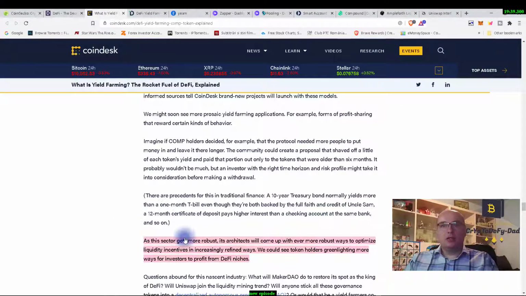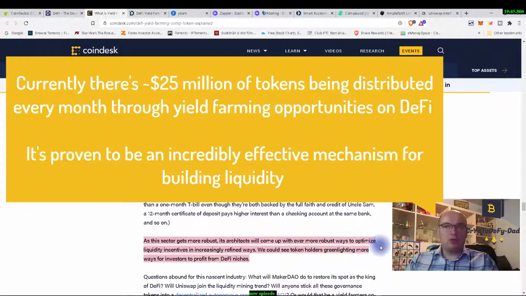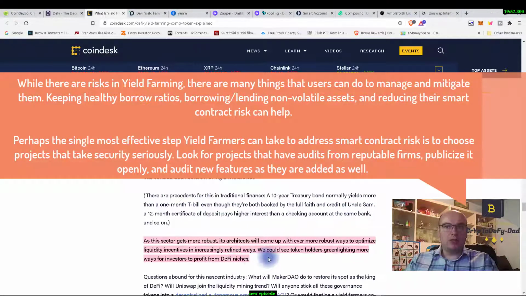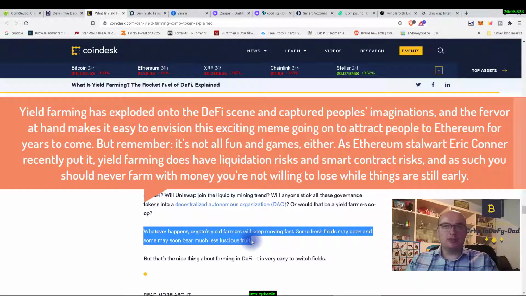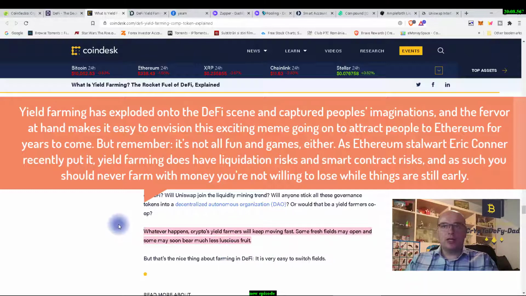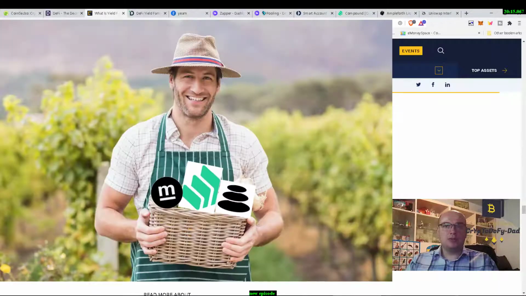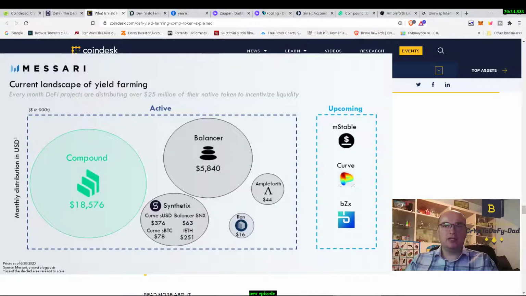Is it worth it? As the sector gets more robust, its architects will come up with even more robust ways to optimize liquidity incentives in increasingly refined ways. We could see token holders greenlighting more ways for investors to profit from defined niches. Whatever happens, crypto yield farmers will keep moving fast. Some fresh fields may open and some may soon bear much less luscious fruit. But that's the nice thing about farming in DeFi. It is very easy to switch fields.